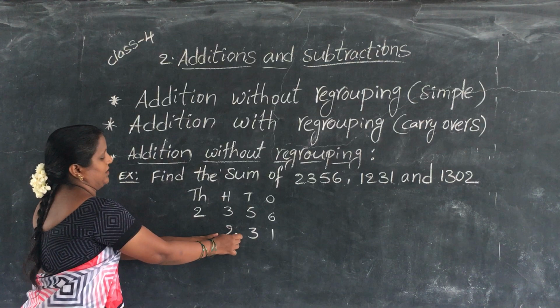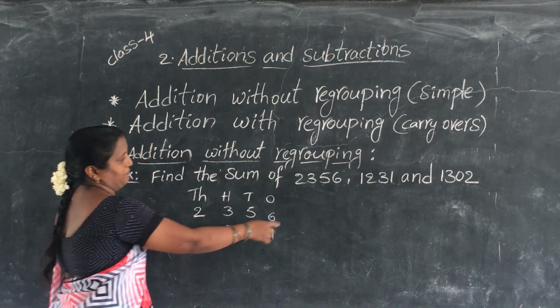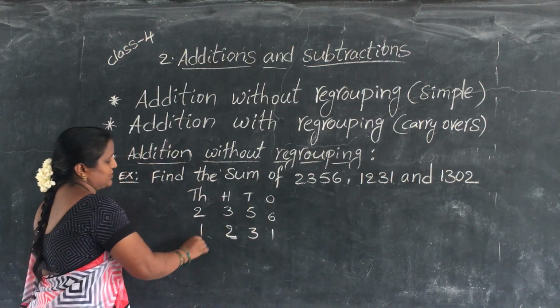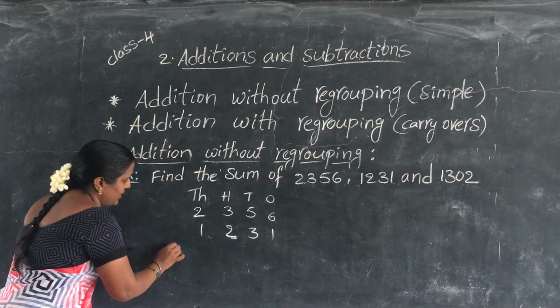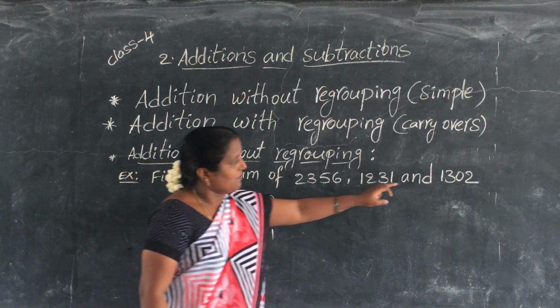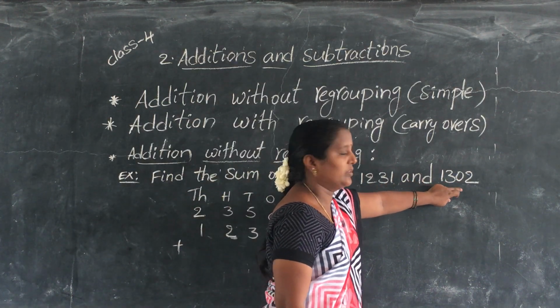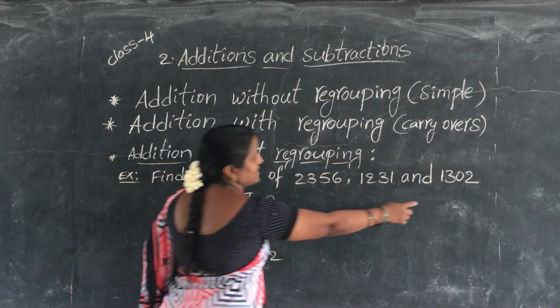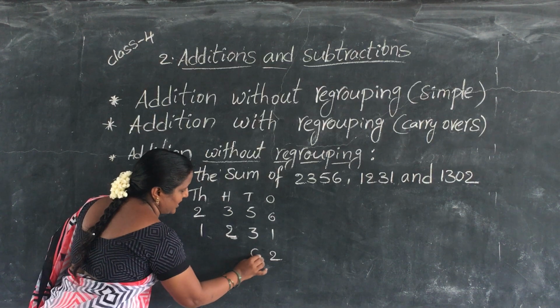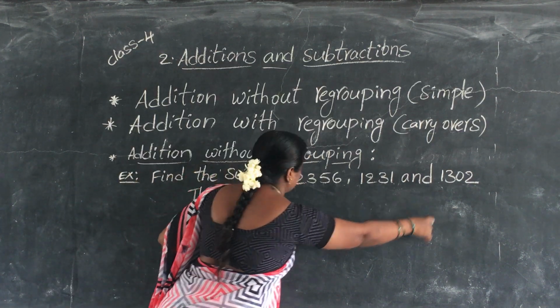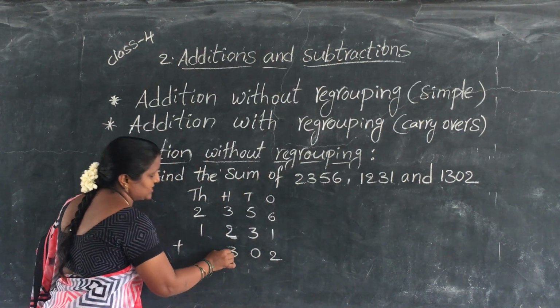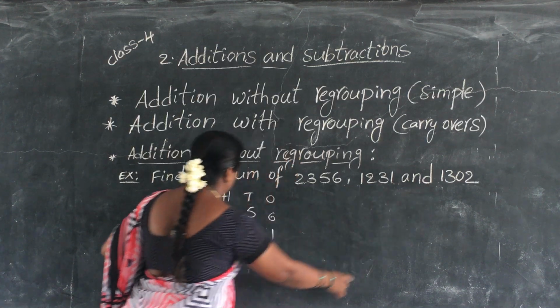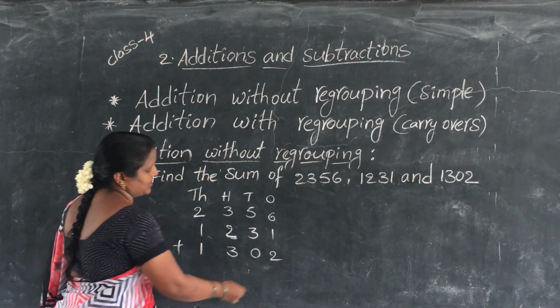Place. Next, 1 is in the 1000 place. 1302. 2 is in the 1's place. Next, 0 is in the 10's place. Next, 3 is in the 100 place. Next, 1 is in the 1000 place. Okay?